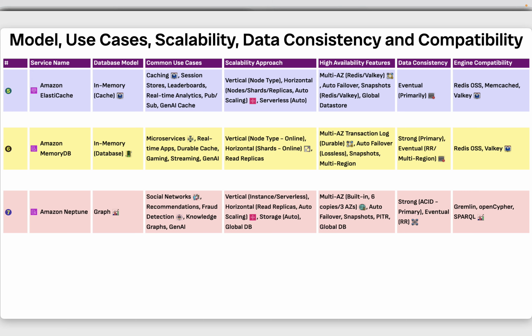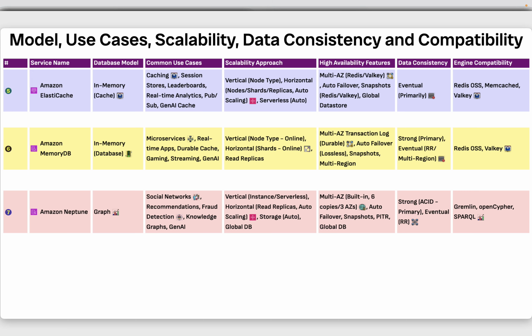Next comes Amazon Neptune, which is a graph-based database model. So common use cases are social networks, recommendations, fraud detection, knowledge graphs, and generative AI. Scalability approach, vertical, where it is having instance-based vertical scaling and a serverless model also available. And for horizontal scalability, you have read replicas and auto scaling. Storage is automatic, so it can expand automatically. And there is a global database option also available.